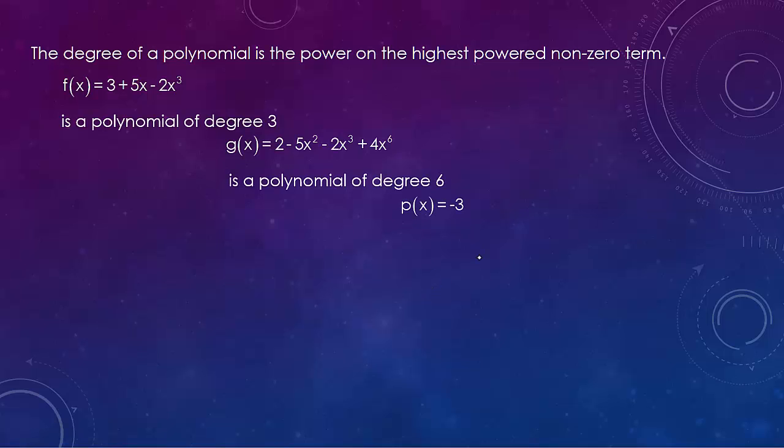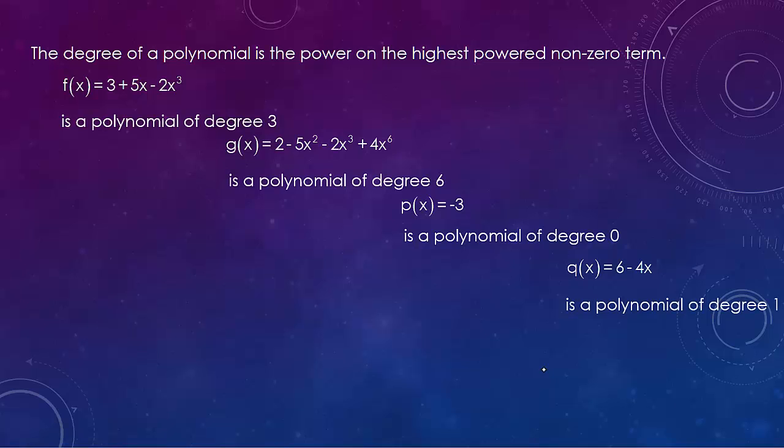P of x is negative 3, so the constant term is the highest non-zero. And remember, that would be negative 3x to the 0. It's just that we know x to the 0 is 1. So that's a polynomial of degree 0. So numbers are polynomials of degree 0. And then we have q of x, which is 6 minus 4x. The highest non-zero term is an x to the power 1. So that's a polynomial of degree 1.